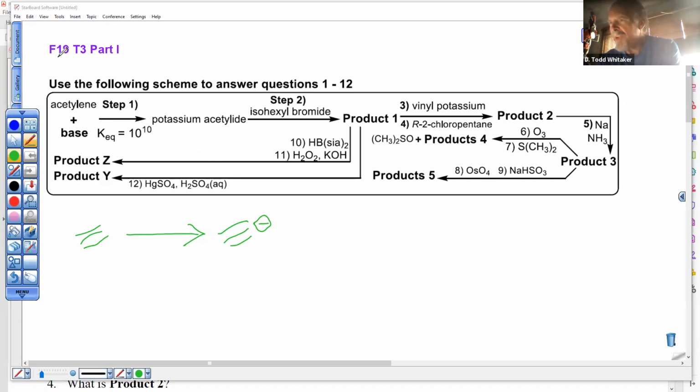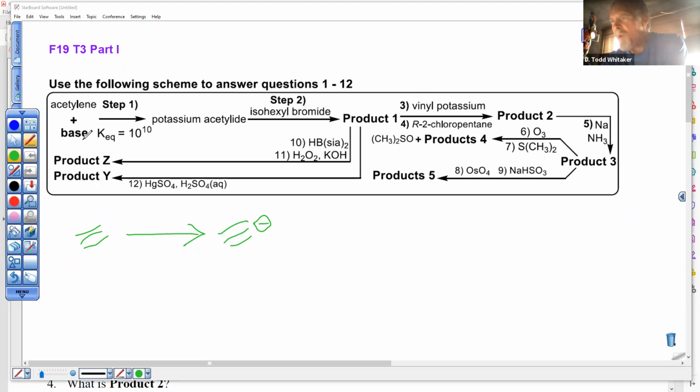We have a request to do Fall 19 Test 3 Part 1. The advice I gave in the very bad video we started was to basically not be too concerned about these numbers: Step 1, Step 2, Step 3, 4, and 5. Step 1 just means when you mix these two, you will get this result. Step 2 means when you mix this with this, you will get this result, product 1. Steps 3 and 4 are two separate steps, but they get you from product 1 to product 2. So let's not focus too much on the steps, but more on the results.